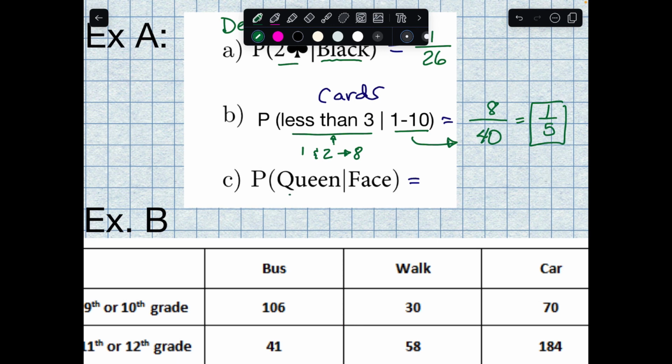What is the probability that you select a queen given that you're looking at the face cards? The face cards are Jack, Queen, and King. All right, how many face cards are there then? Well, there's 3 of them times 4 is 12. How many of those are queens? 4 of them. So 1 out of 3 is my probability.